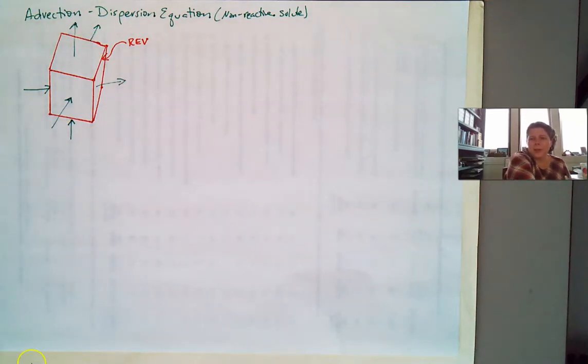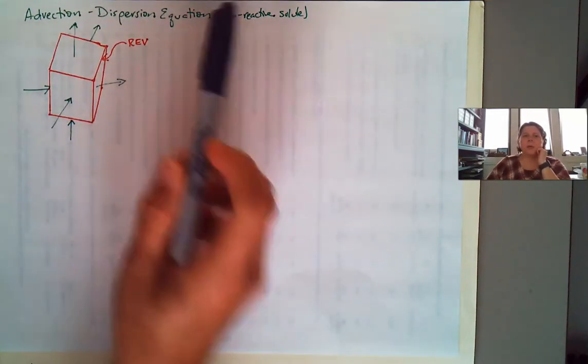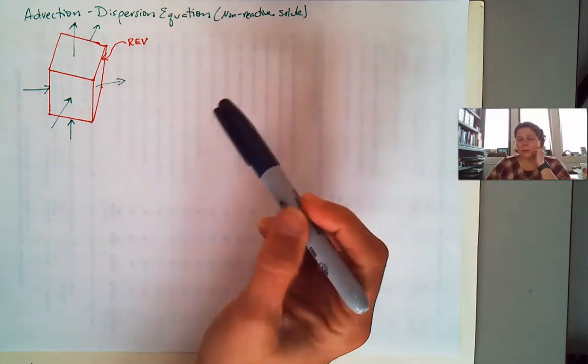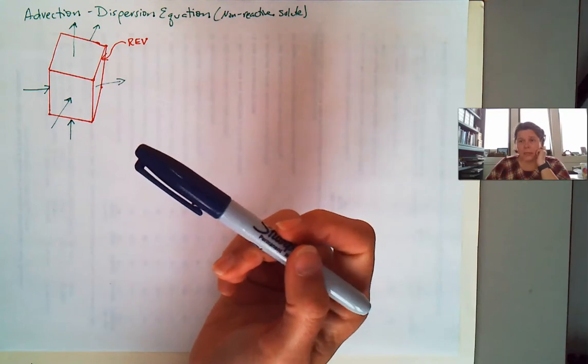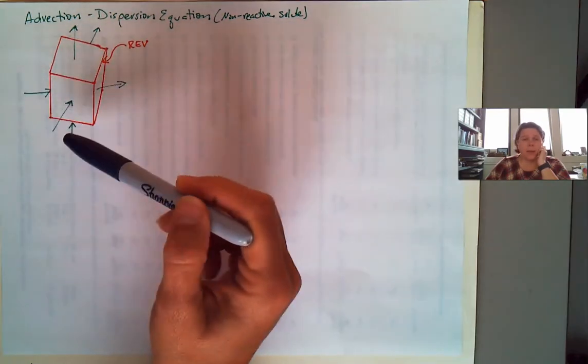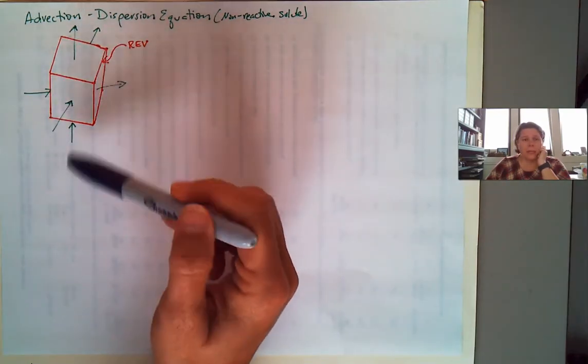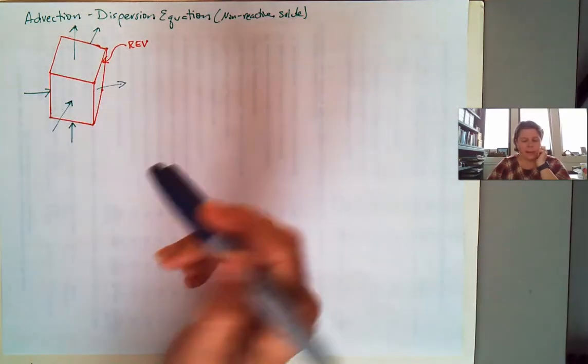Hi, so we're going to talk about the advection dispersion equation for non-reactive solvents today. What we're looking at is a representative elemental volume, the REV, and here's my little block of it. You've got stuff coming in and going out of your block here.